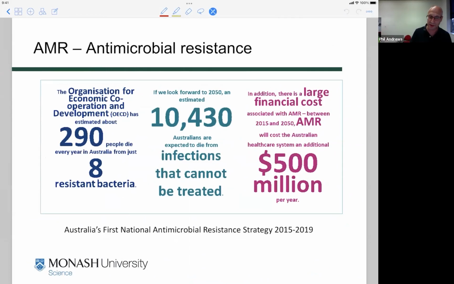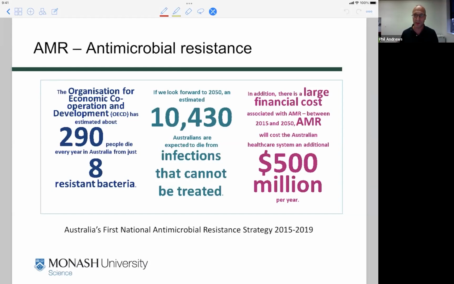This is from the Australian First National Antimicrobial Resistance Strategy. We can talk about the impact in general terms. So the OECD, as you can see, says that every year about 290 people are dying from drug-resistant infections. By 2050, when it's estimated that more people will die from infections than die from cancer, that's going to be up to about 10,500 per year for drug resistant.